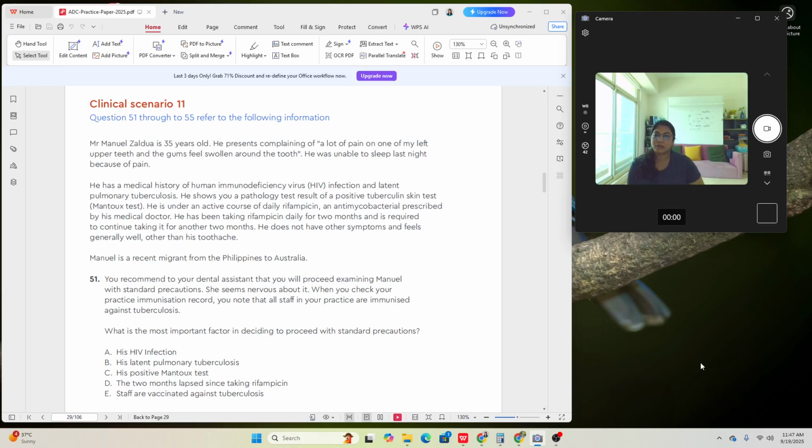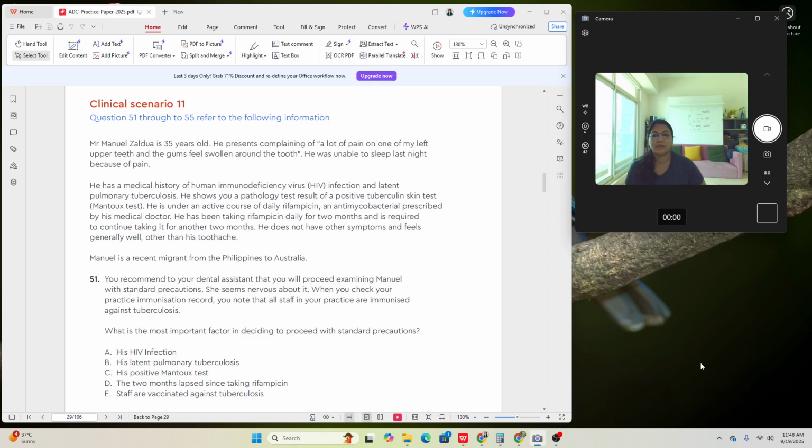He has a medical history of HIV and latent pulmonary tuberculosis. Latent, this is the key word in this entire question. Latent means he had it, now he no longer has it. That is very important because that would decide your level of precaution while examining the patient. He shows you a pathology test result of a positive tuberculin skin test. He is under an active course of daily rifampicin, an antimicrobial prescribed by his medical doctor. He has been taking rifampicin daily for 2 months and is required to continue taking it for another 2 months.